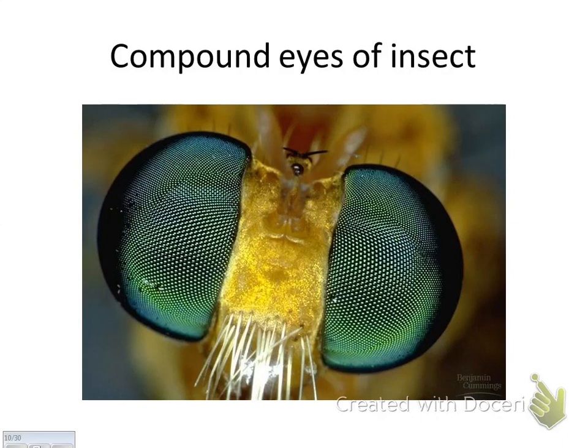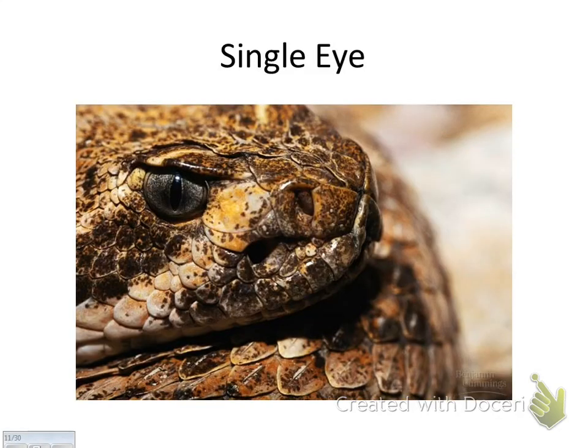Okay, a single eye, where we have one lens, is good for seeing depth. So we can tell that Hillary's sitting in front of Josh, who is in front of the cabinet, right? So we can see depth much better.